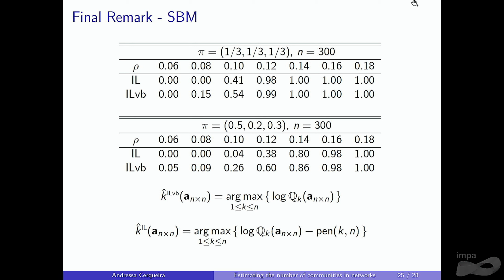Rho n here is varying. So I have here the integrated likelihood with the penalty term and the integrated likelihood variational base without the penalty term. And this is the proportion of times that I correctly estimated the true number of communities, which is 3 in this case. So we can see that without the penalty term, it's slightly worse, right? So actually, we don't need to penalize this estimator. This is interesting.